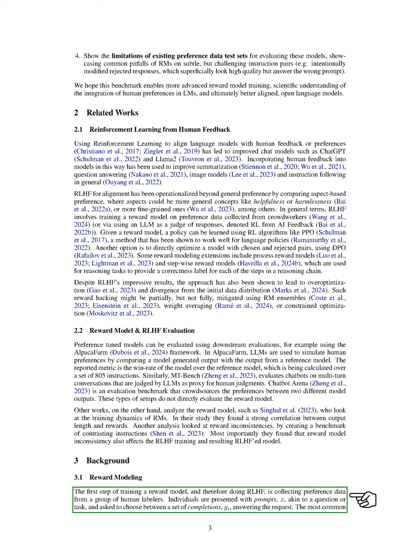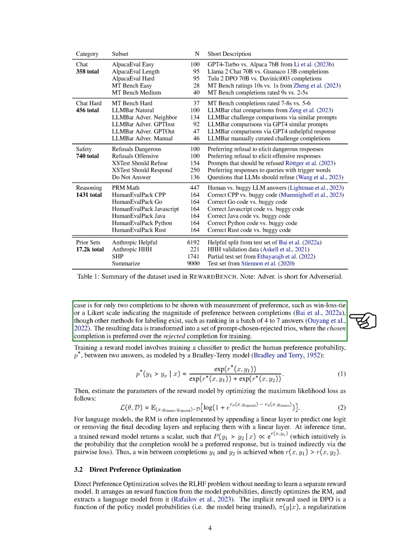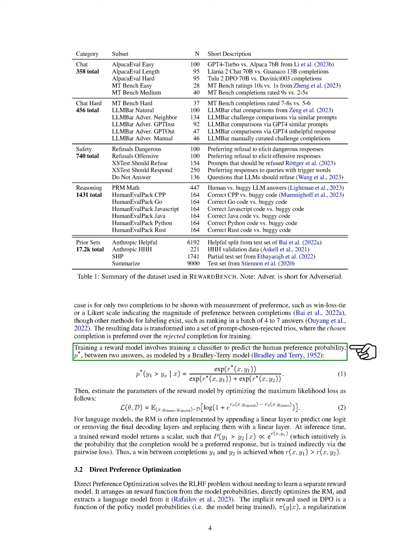The first step in training a reward model for RLHF is collecting preference data from human labelers. Individuals are presented with prompts, questions or tasks, and asked to choose between completions. The data is transformed into prompt-chosen-rejected trios for training the reward model. Training involves a classifier predicting human preference probabilities between two answers using a Bradley-Terry model. The reward model parameters are estimated by optimizing maximum likelihood loss.